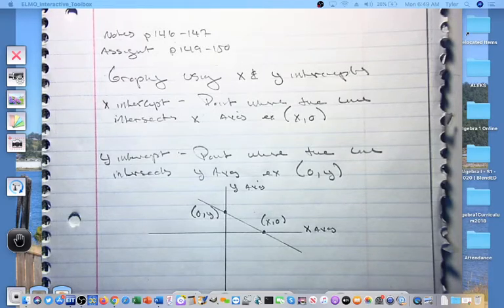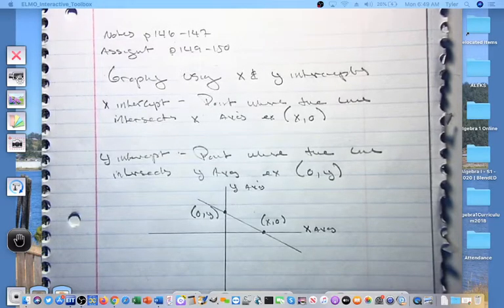So graphing using the X and Y intercepts is more a matter of convenience. If you can recognize that the numbers work out cleanly for you to use this method, then you can actually graph a line rather quickly. If the numbers don't play nicely, then you may want to use one of our other methods of graphing. But this one's nice to have in our pockets.